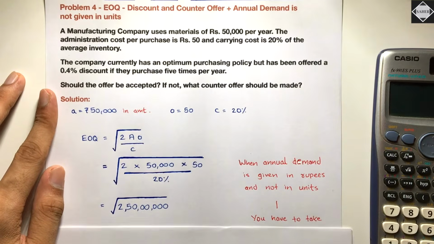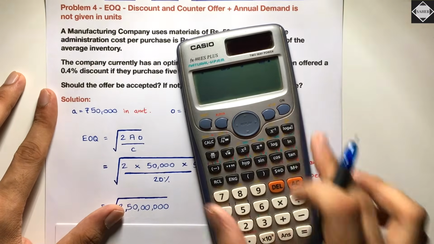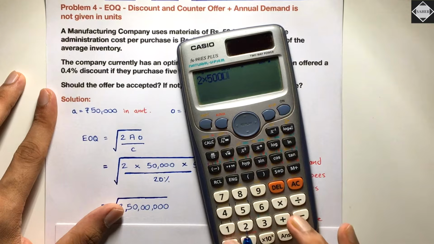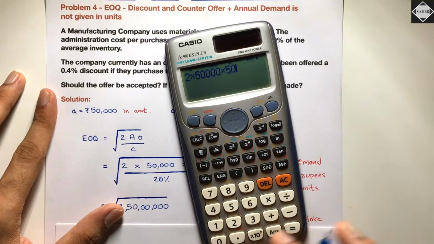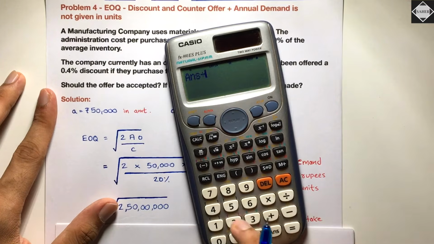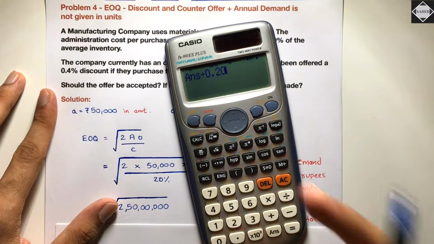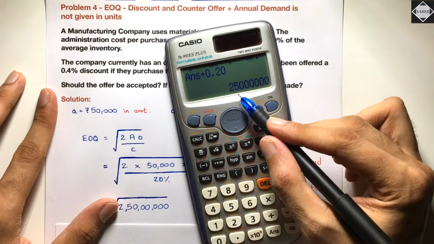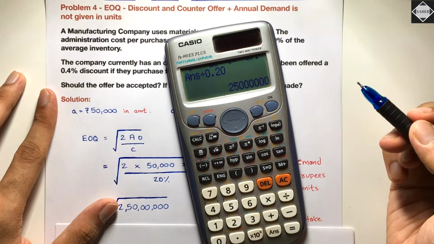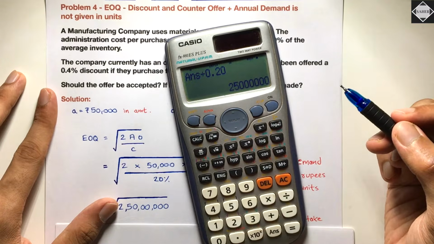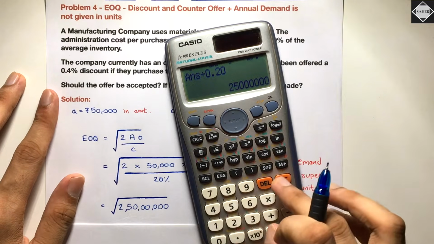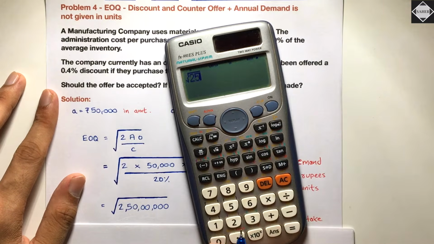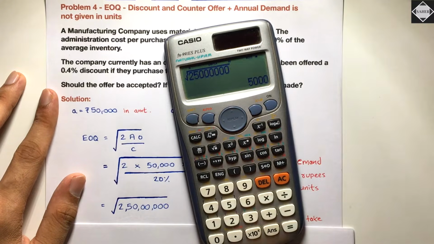So see here, the calculation, 2 into 50,000 into 50 ordering cost per order, divided by 20%, so 0.20 we can take, so that's equal to 2 crore 50 lakhs. Okay, yes. So now what are you going to do? You're going to take the square root of that. So that's equal to 5,000.